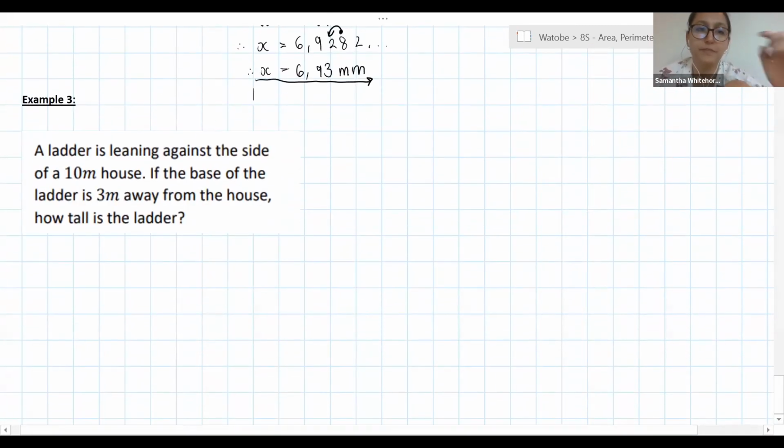So here's our fun one. A ladder is leaning against the side of a 10-meter tall house. If the base of the ladder is 3 meters away from the house, how tall is the ladder?